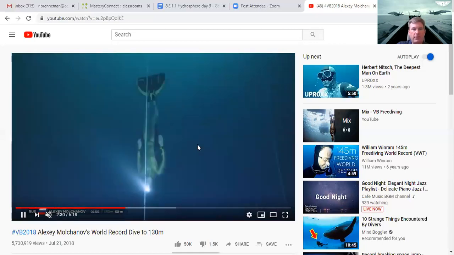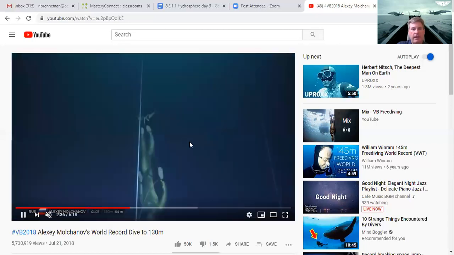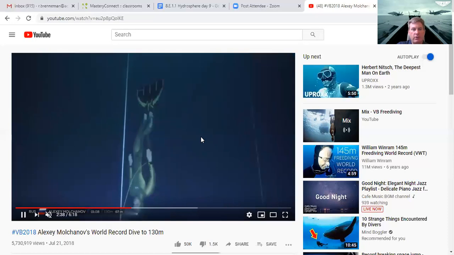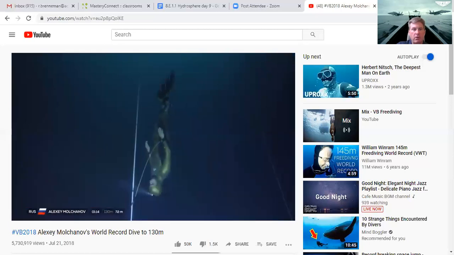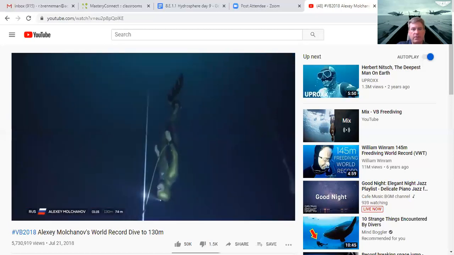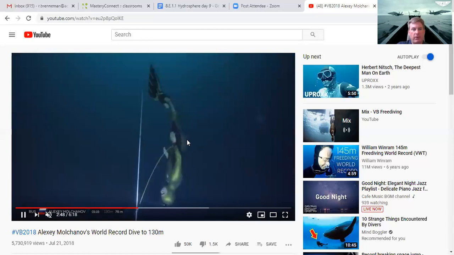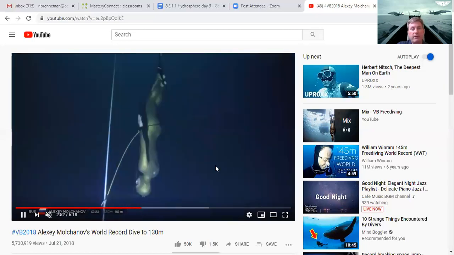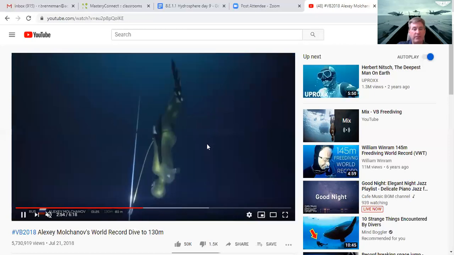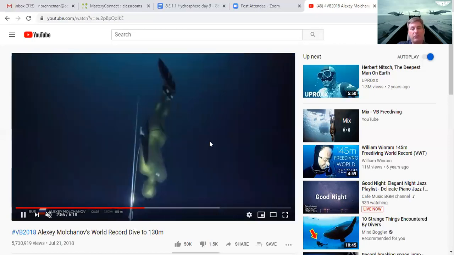One thing I want you guys to look at is the difference in the water. He's got a headlight on and it's just getting darker and darker and darker. 70 meters, so that's roughly 150 feet. Now he's at 80 meters, 240 feet.